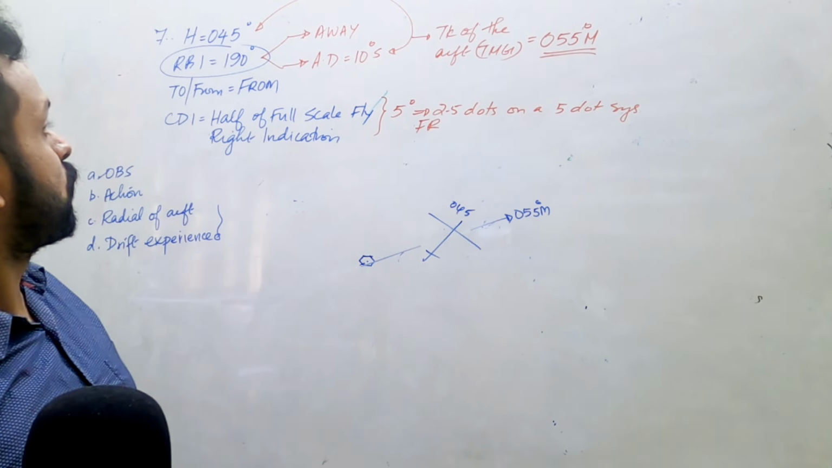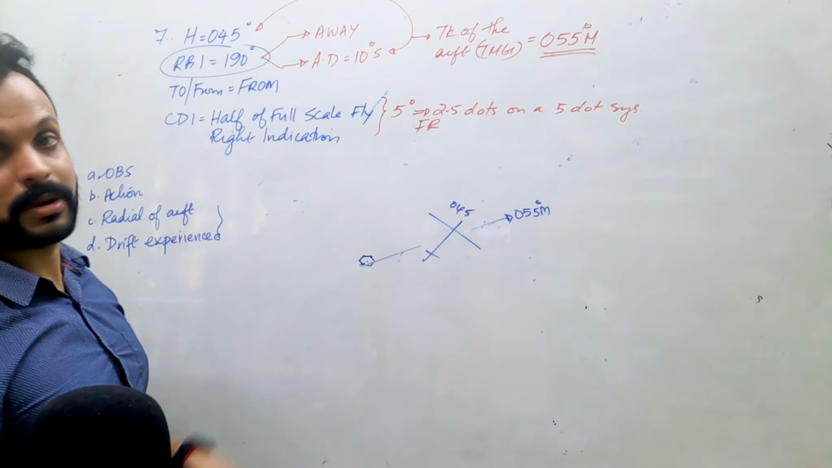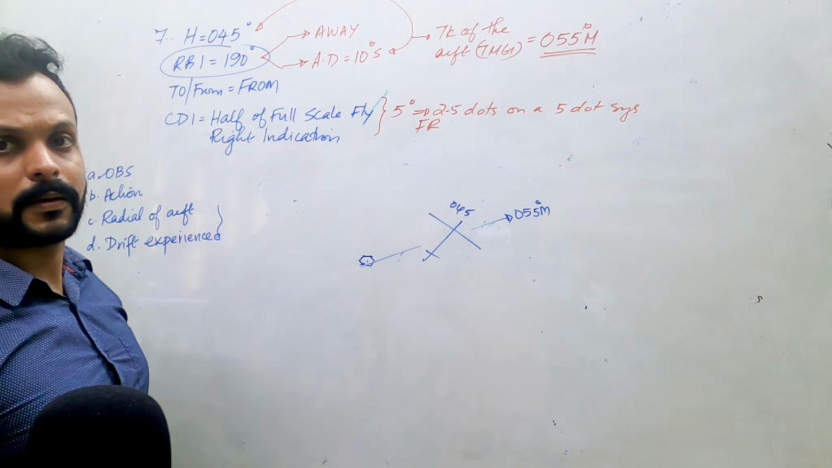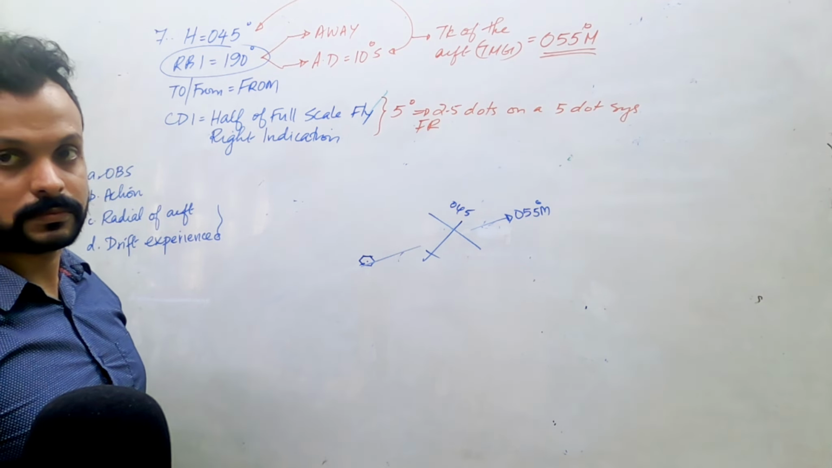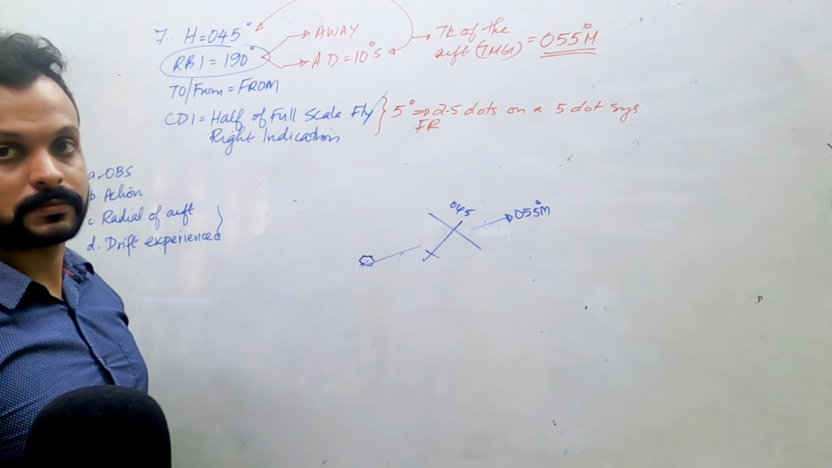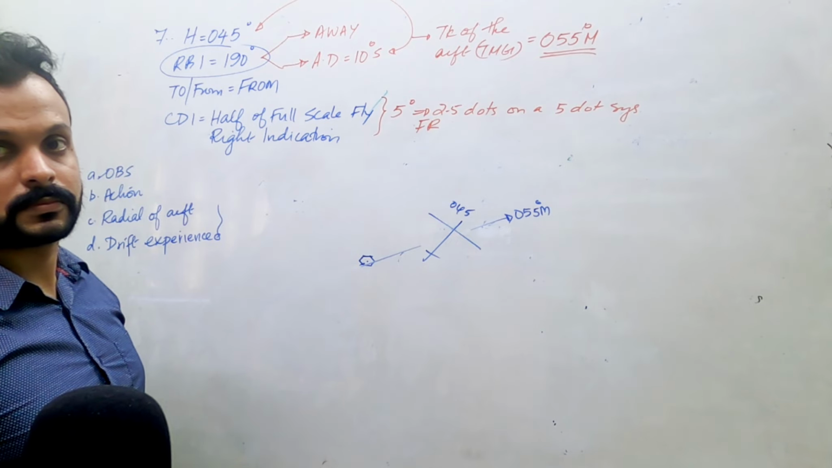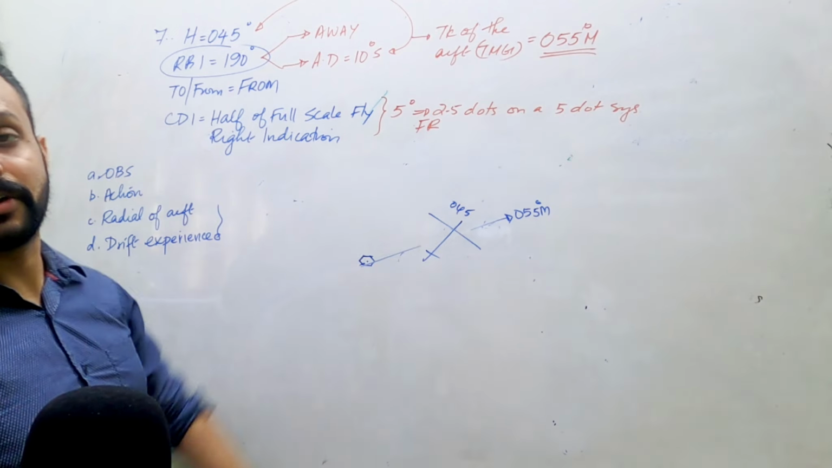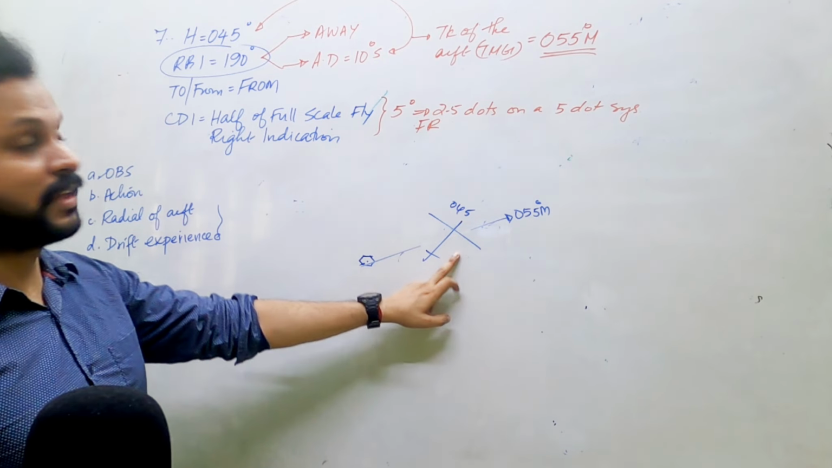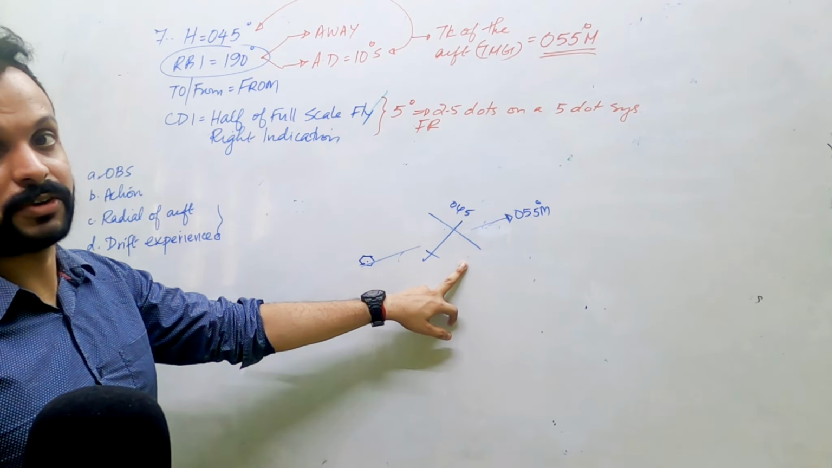Perfect. Now, what is the flag showing? The flag is showing a from flag. What is the meaning of that? Whatever the OBS is selected, we are in the from zone. The aircraft is on the from or the head side of that selected radial. That is what it means. It does not mean that the aircraft is moving from the station. That is not what it means.